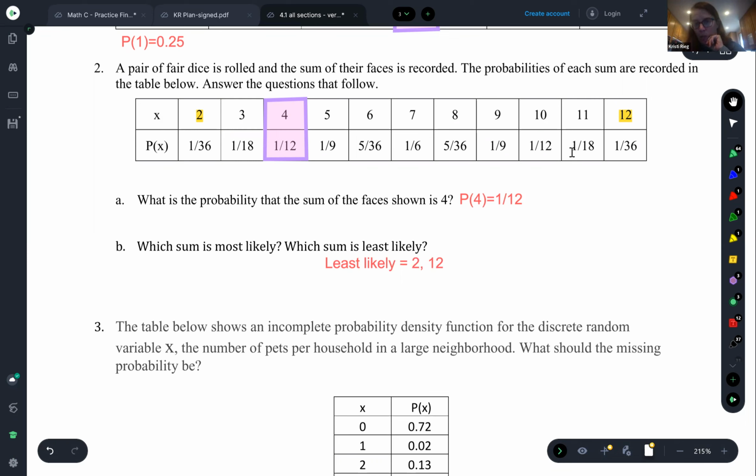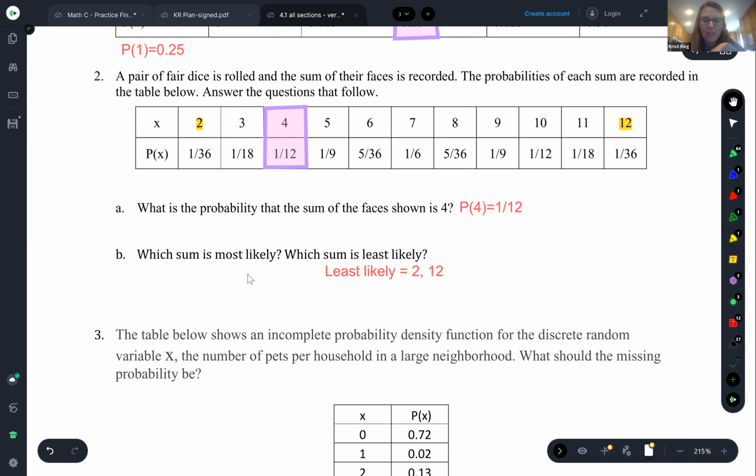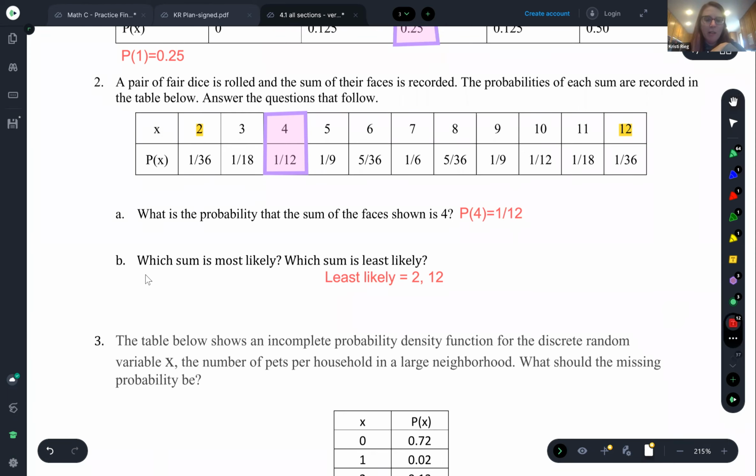1/18 is 2 over 36. 1/12 is 3 out of 36. If I just multiply to the common denominator, 9 times 4, so 4 out of 36. This one says 5 out of 36. So that means 7 is 6 out of 36, which makes 7 the most likely. If you are like, I didn't get what you just said, I don't know fractions, not a problem.